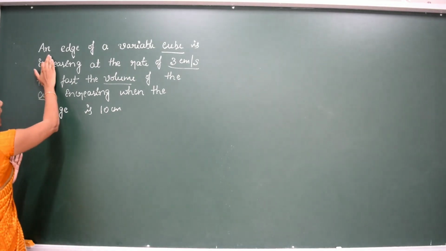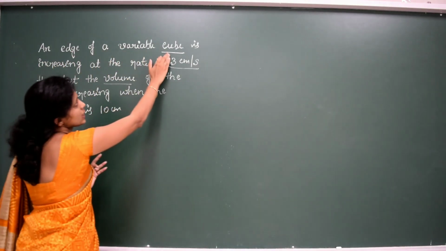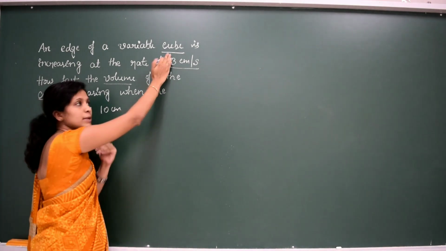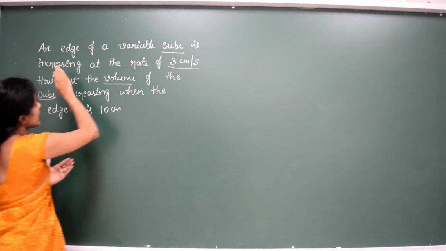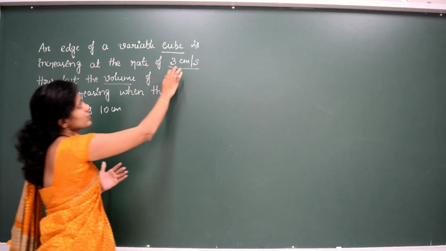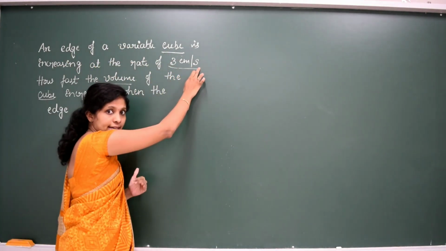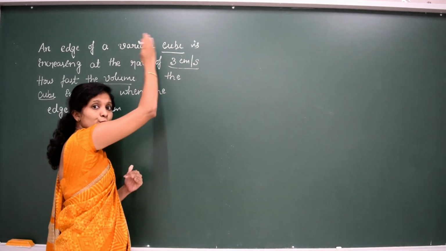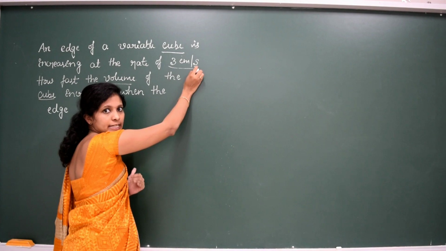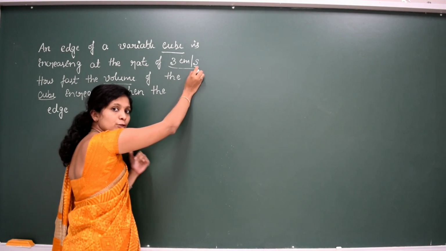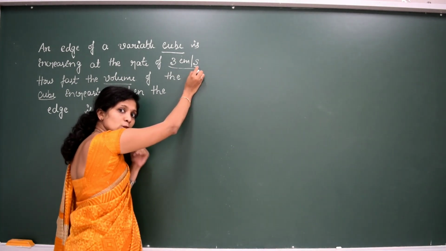What is given? An edge of a variable cube is given. It's a problem based on the cube: the edge is increasing at the rate of 3 cm per second. I mean the edge of a cube is increasing with respect to time per second, right?